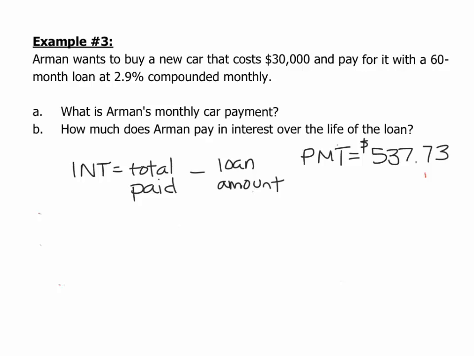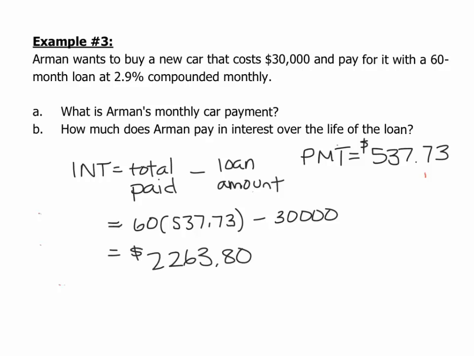$537.73, and when we're trying to calculate our interest, well, all we need to do is figure out how much total we actually paid and subtract off the amount that we borrowed. The total that we paid, 60 payments. Each payment was the $537.73, and the amount of money that we borrowed was $30,000. So the amount that we ended up paying in interest was $2,263.80.